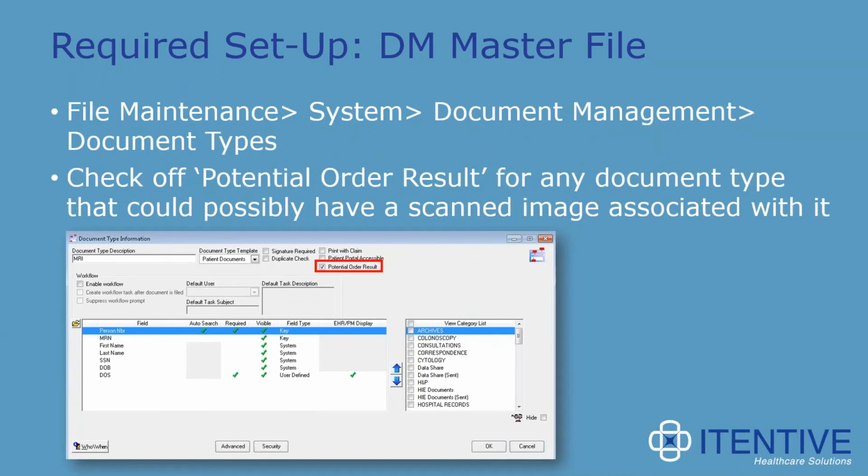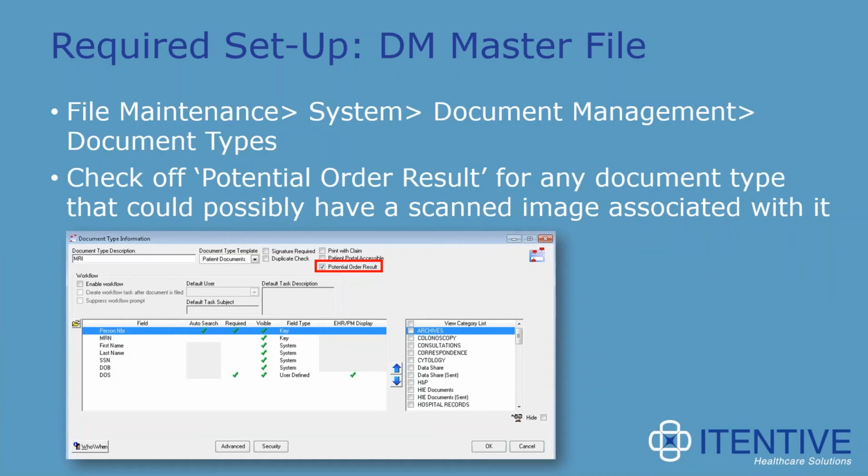Now, after we have completed the practice preferences, you now have some required setup in the DM file, document maintenance, file maintenance. So you navigate to this by going File Maintenance, System, Document Management, and Document Types. And then you would need to go into your document types and indicate any document type that could have a potential order result associated with it.